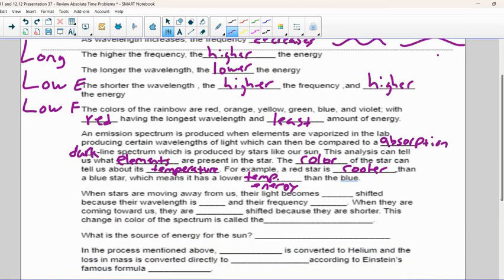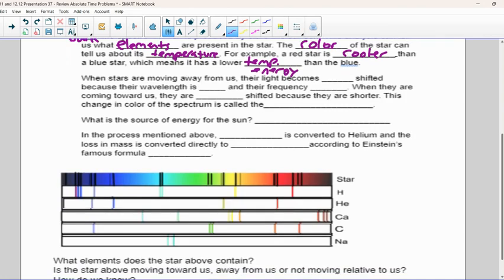Okay. So then scrolling down here, when stars are moving away from us, their light becomes redshifted because their wavelength is longer, and their frequency is lower. When they are coming toward us, they are blue shifted because the wavelength is shorter. This change in color of the spectrum is called the Doppler effect.